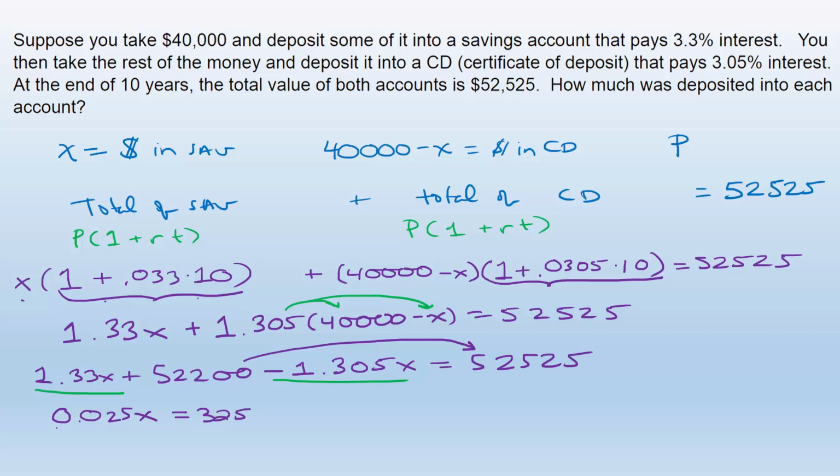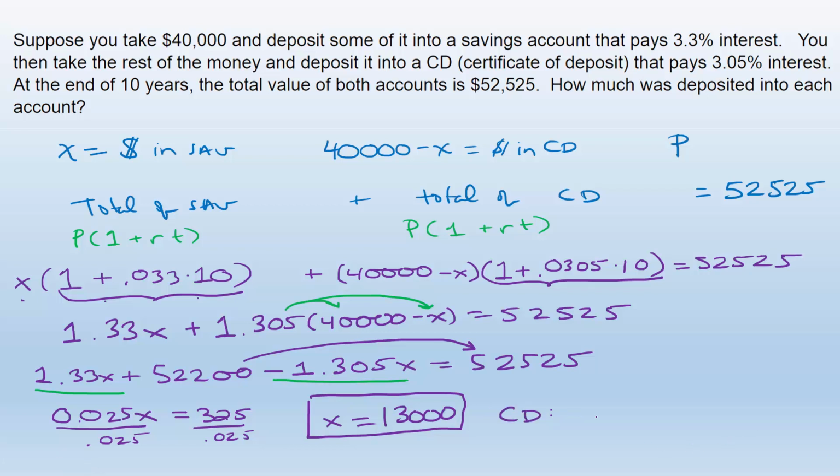And now if I divide both sides by 0.025, I get 13,000. Since we said x was the amount of money in savings, that means 13,000 goes into savings. If 40,000 minus x is the amount in the CD, that means in the CD we are putting $27,000.